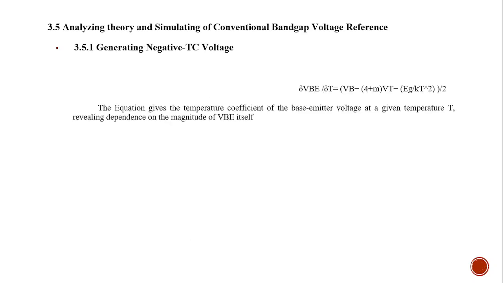Here, we are also talking about analyzing theory and simulating the bandgap voltage reference. Specifically, section 3.5.1 is how we generate the negative DC voltage. The base-emitter voltage of bipolar transistors, or more generally the forward voltage of a p-n junction diode, exhibits a negative TC. We first obtain the expression for the TC in terms of readily available quantities. For a bipolar device, we can write IC equals IS times the exponential function of VBE over VT, where VT is equal to kT over q.